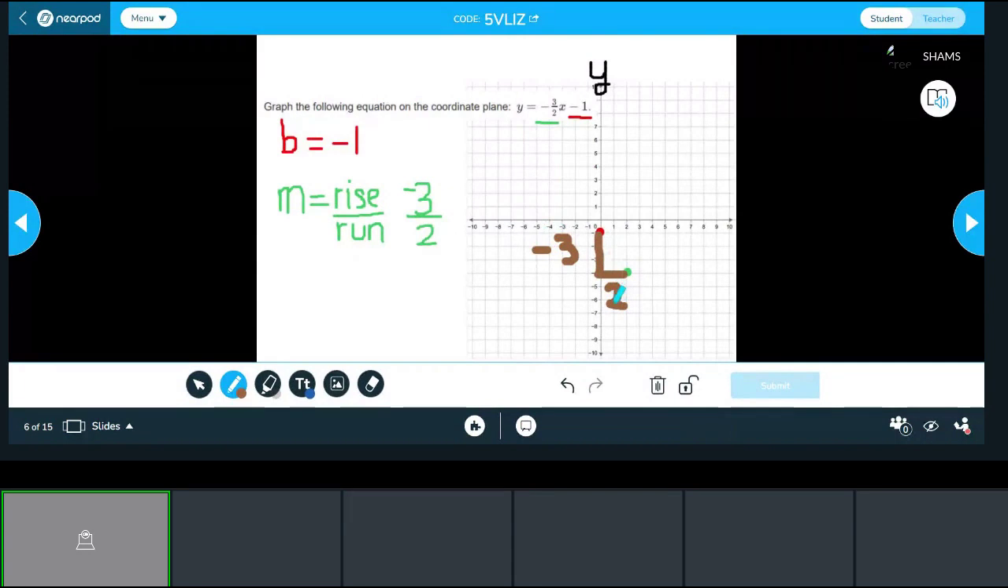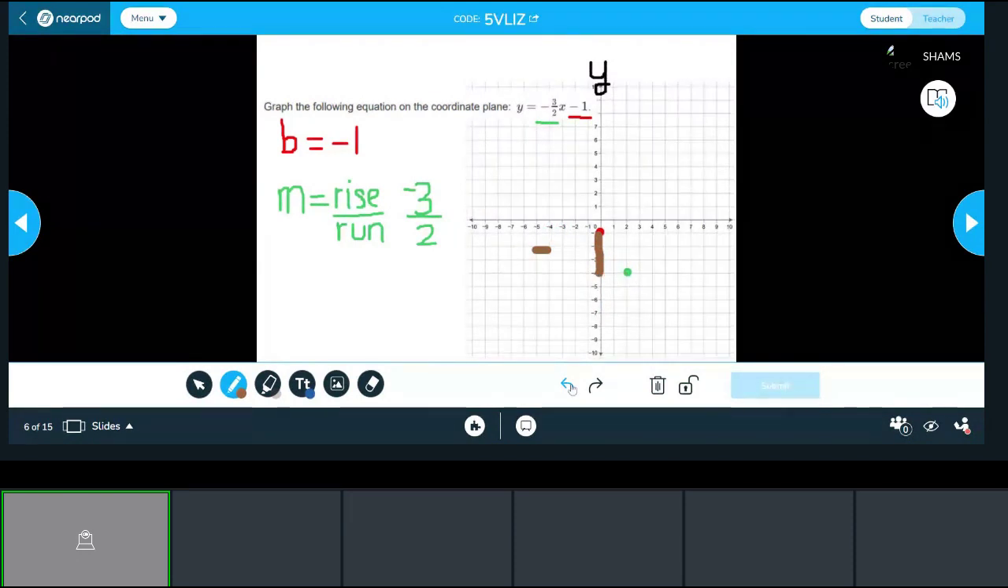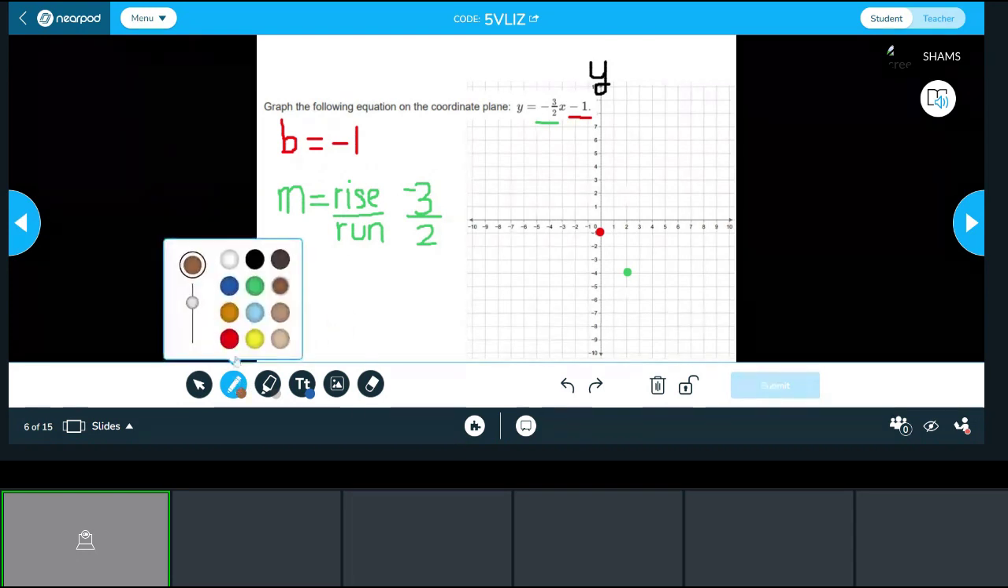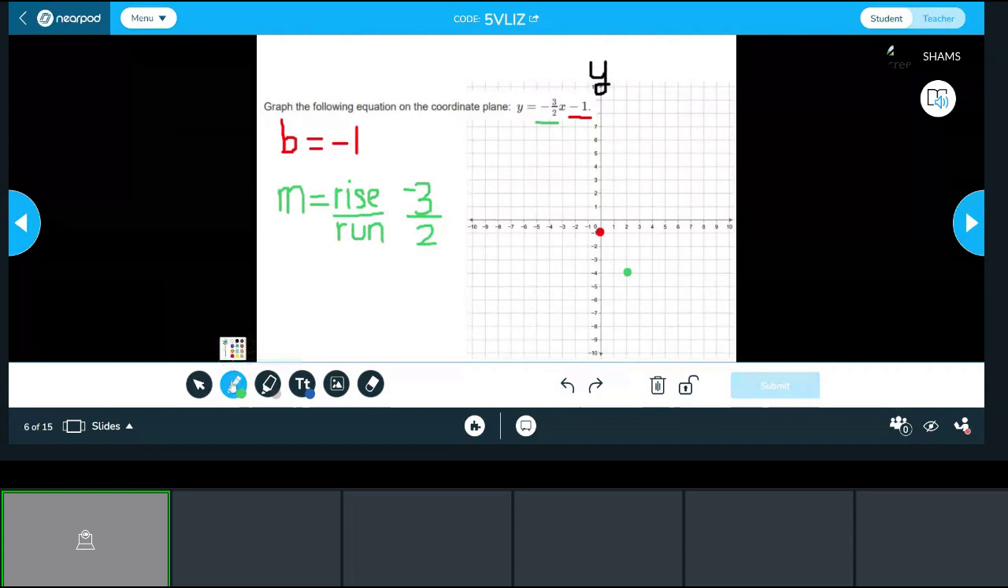These brown things are all imaginary in your mind, so I'm going to erase it again just for clarification. We'll get rid of those brown things. So now we got 2 dots on the graph. The first dot is your B, y-intercept. The green dot is the dot that I arrived by using M, the rate of change, the change from one dot to another. I'm going to go ahead and use the pattern and come up with the rest of the dots.